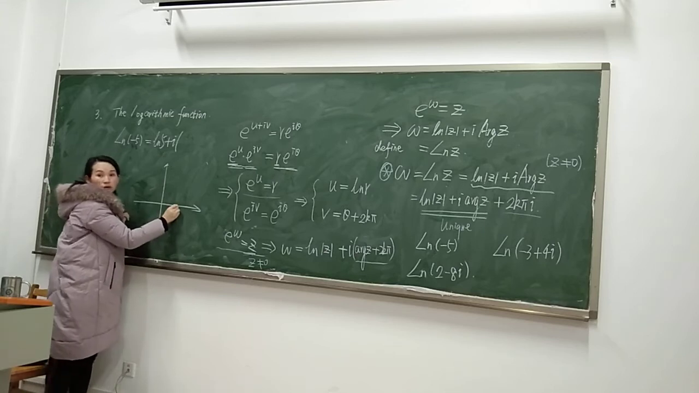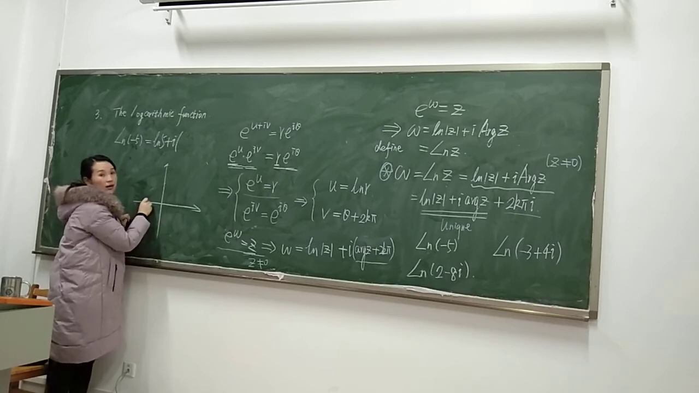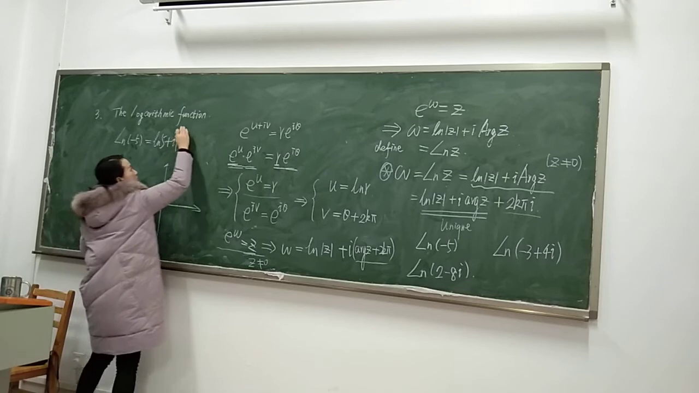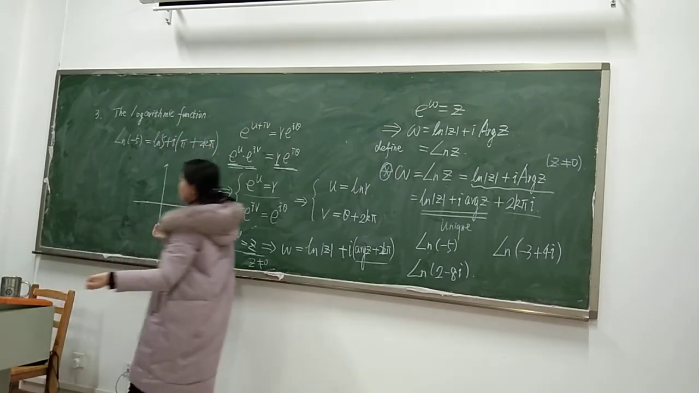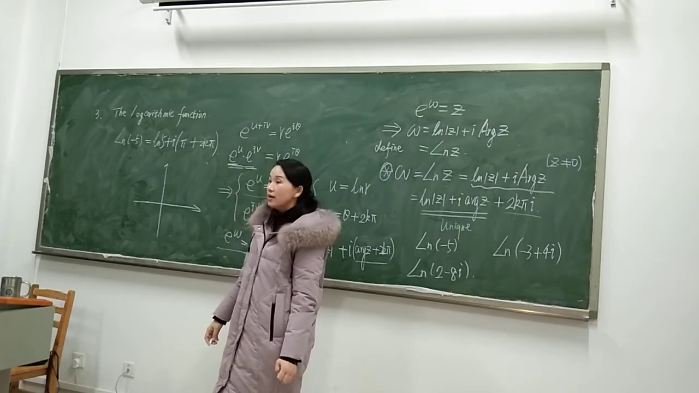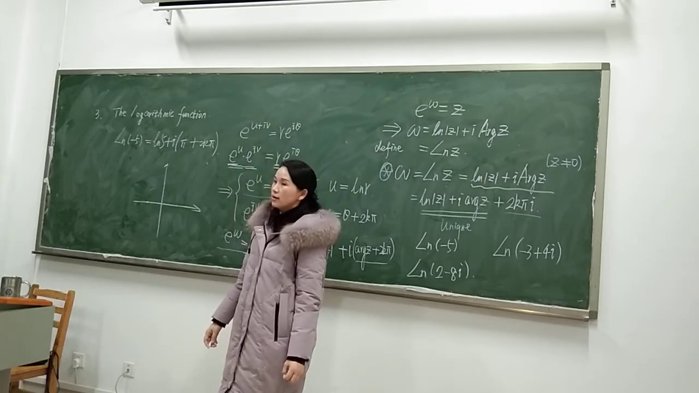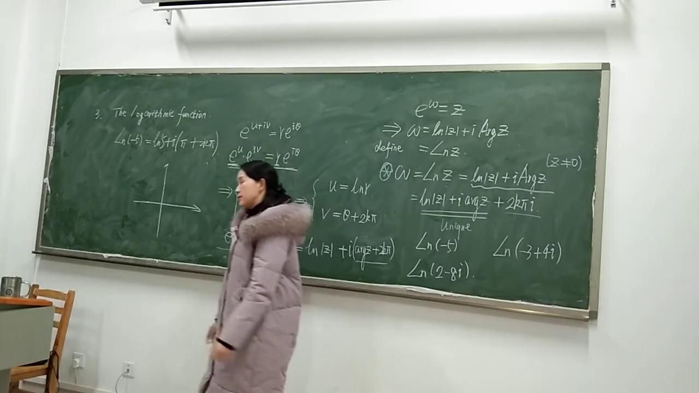Here is 0. Here is pi over 2. Here is pi. Here is minus pi over 2. So here is pi, so this is pi. Then plus 2k pi. This is the last answer. Is it not? Yes.